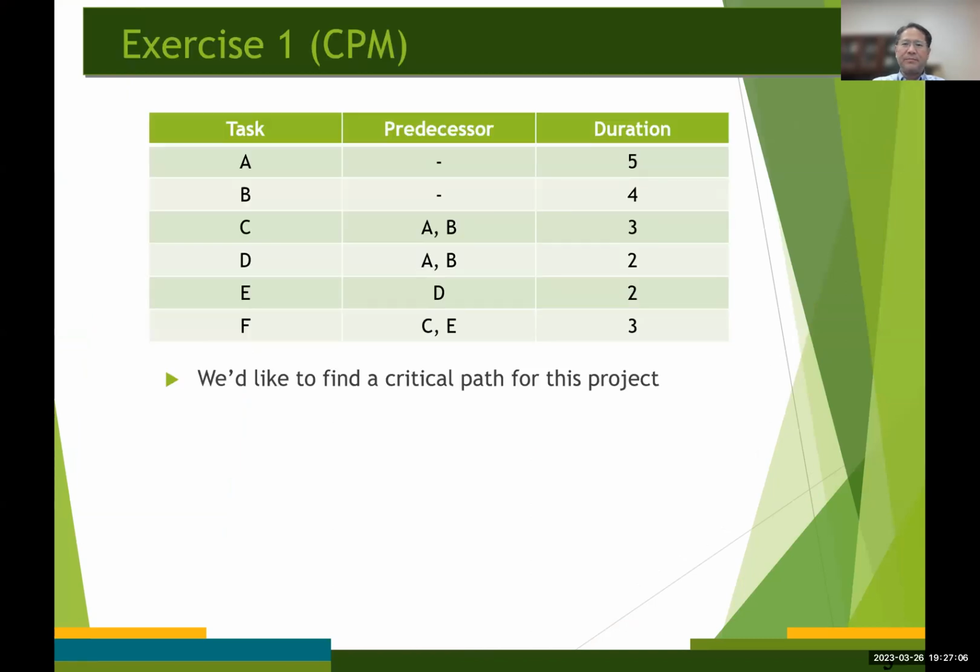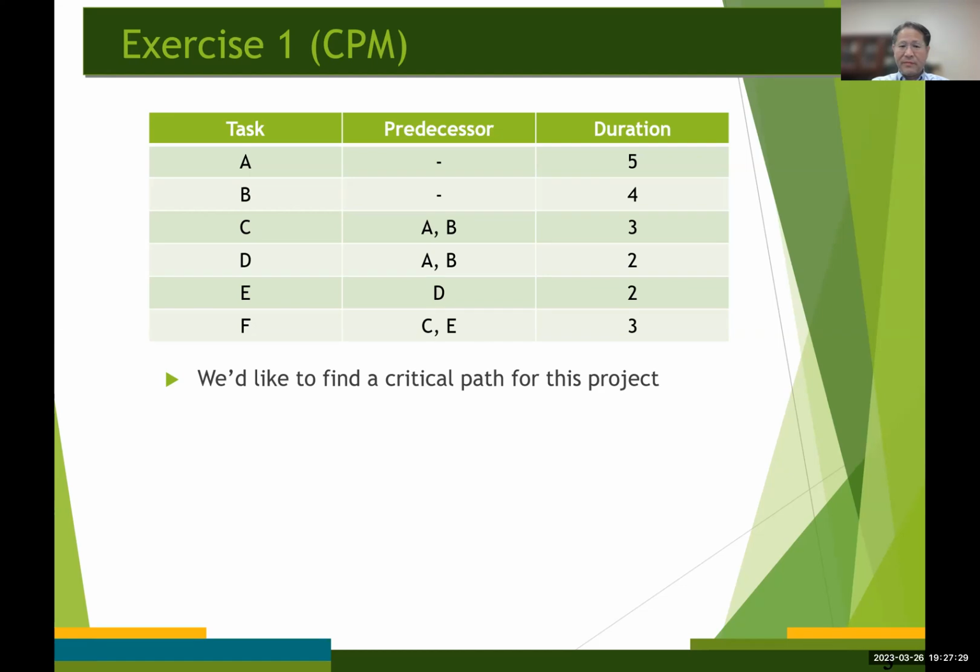Okay, so let's consider an example. A list of activities and their predecessors, and the duration of each activity, is given in this table. And we'd like to find the critical path for this small project.